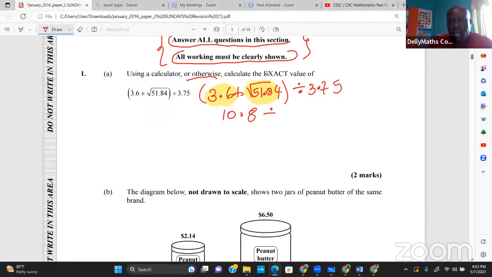Then you want to divide this 10.8 by 3.75, and you're getting 2.88.